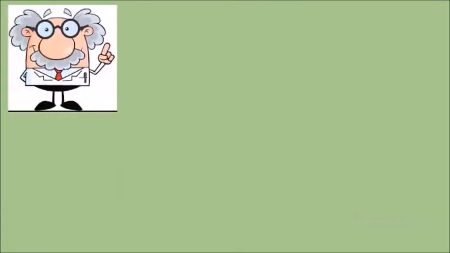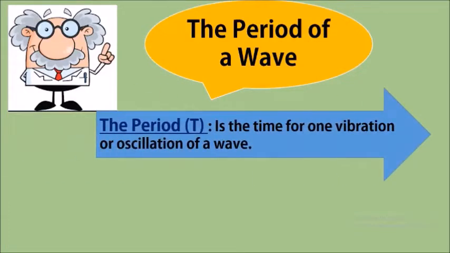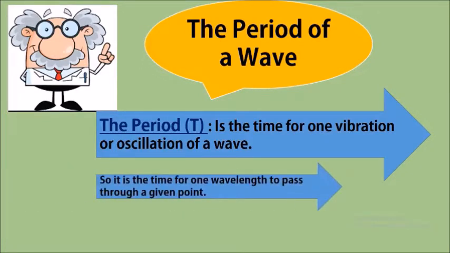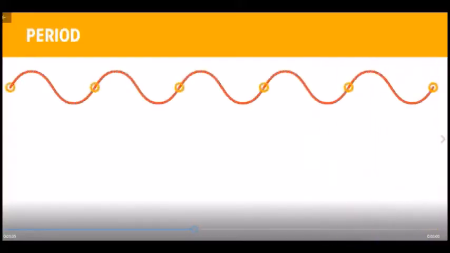Now we are going to discuss the period of the wave. The period is the time for one vibration or oscillation or a cycle of a wave. So it is the time for one wavelength to pass through a given point. The SI unit for period is S for seconds. The period is the time for one complete cycle of vibration.